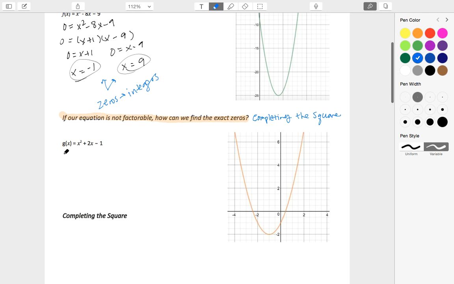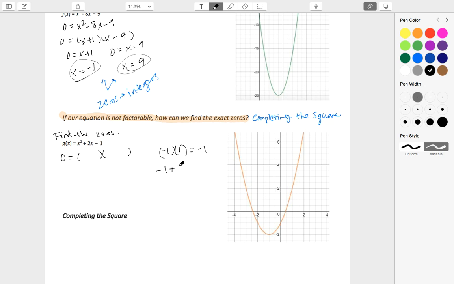Okay, so let's take this for example. Let's say it also says find the zeros for g of x, right? And you're like, okay, I'm going to set this equal to 0. I'm going to get my two binomials. I'm going to do box method. If you do box method, you're going to realize that there's no such thing as two numbers that multiply to give you -1, but add to give you 2, right? Because the only two factors that will multiply to give you -1 are -1 and 1.